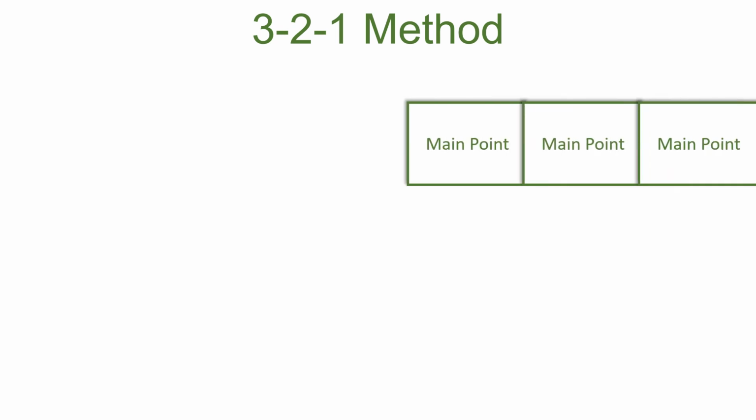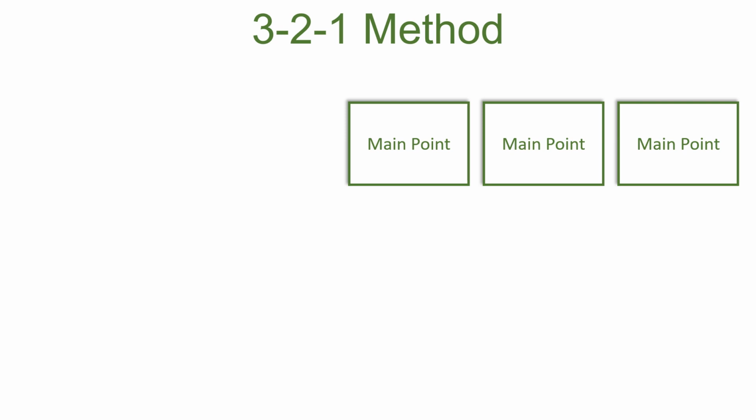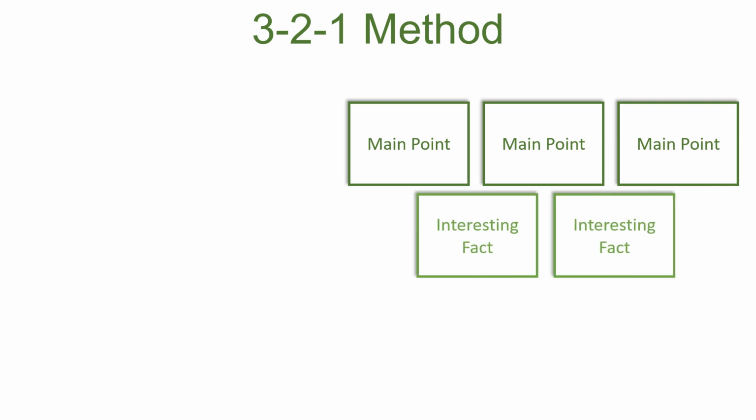Our second strategy is called the 3-2-1 method. Like the SQ3R method, you'll probably want to read in sections when using this method. When you get to the end of each section, stop to recap the information you read by writing the following. 3 main points from each section. 2 facts you found interesting, which aren't the same as the main points. And 1 question about anything you read.